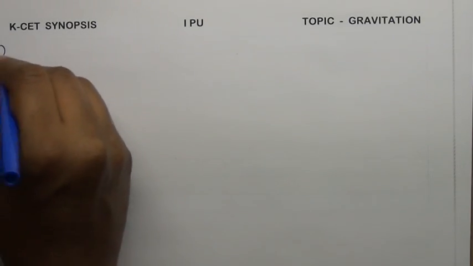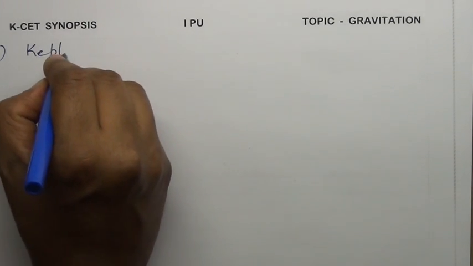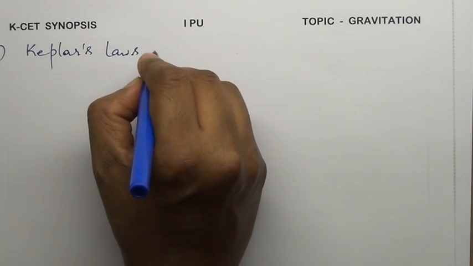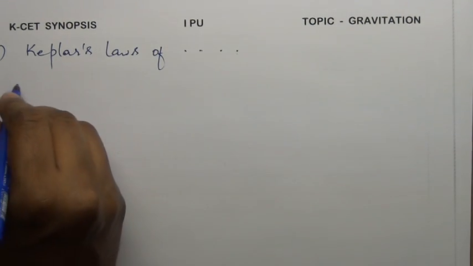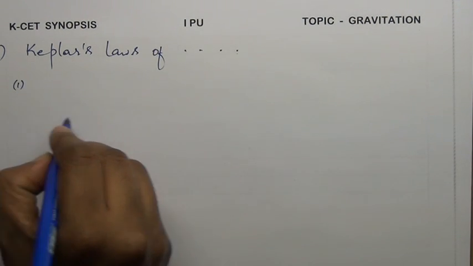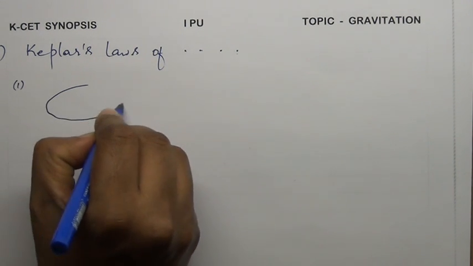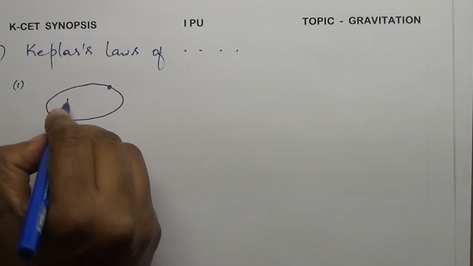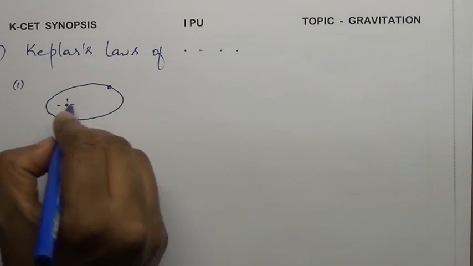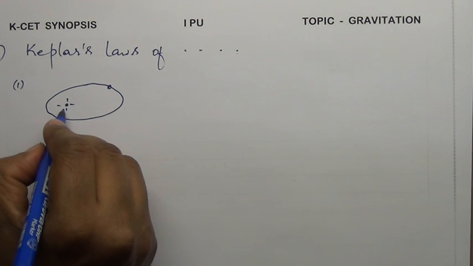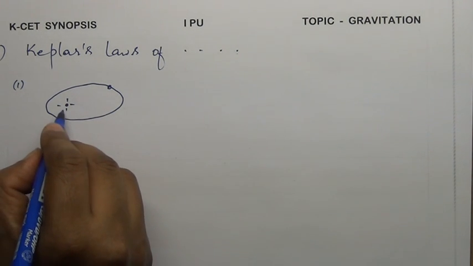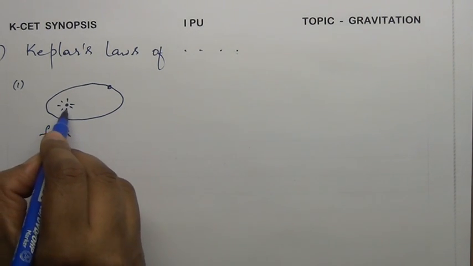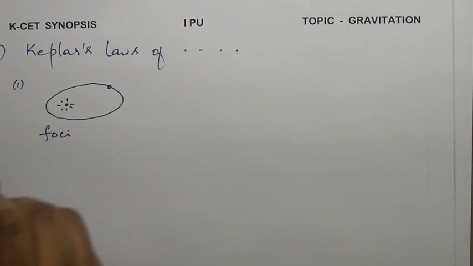Next, second, Kepler's laws of planetary motion. There are three laws. The first law says all planets revolve around the sun in elliptical orbits with the sun at one of its foci. For an ellipse there are two focus points, singular focus, plural foci. If the sun is at one of the foci, then planets revolve around the sun in elliptical orbits.